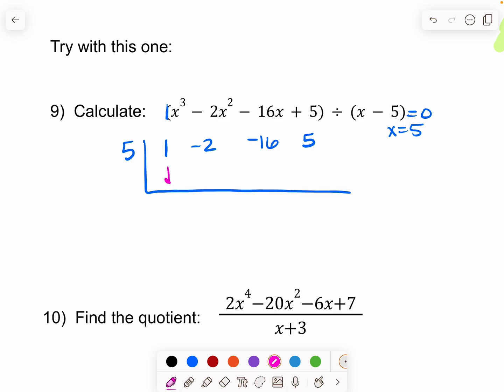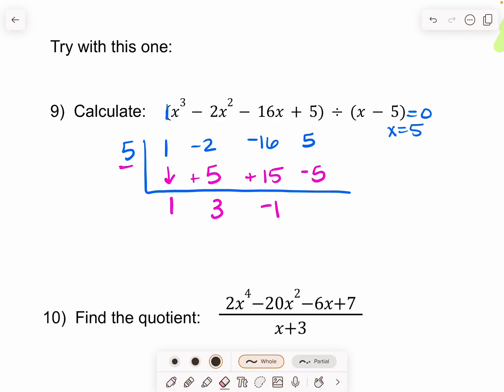Okay, first thing, you bring down the 1. You multiply it with the 5, write it under the negative 2. Add them up. Multiply that with the 5, write it under the negative 16. Add them up. Multiply that with the 5 again. You get negative 5. So you get a 0.